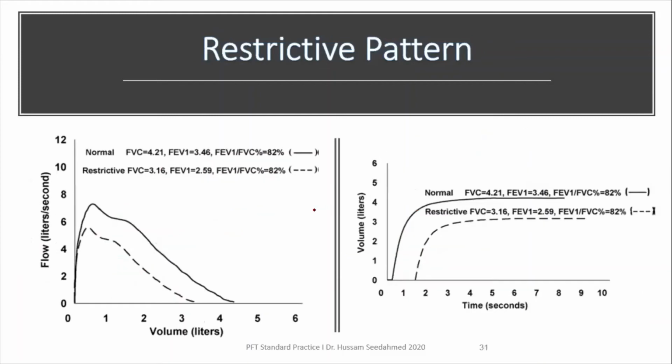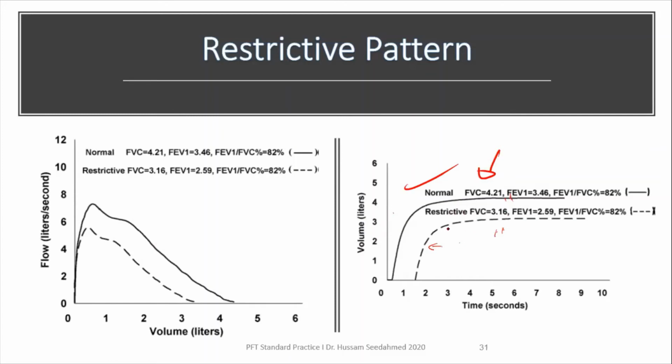Now the next one is the restrictive pattern. Now باختصار a restrictive pattern is a miniature of the normal curve. يعني ما زي الobstructive ما فيه scooped end. لا, it is a miniature of the normal curve. So if we look at these two, لو عينا هنا, that is the volume time. Look at the two, they are identical, but the restrictive one is a mini of the curve.